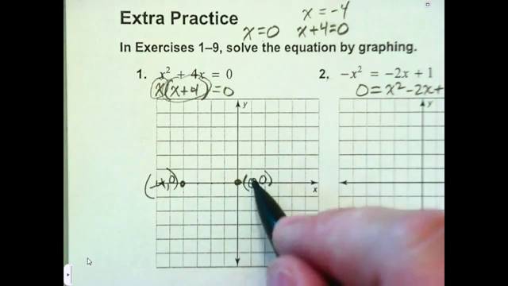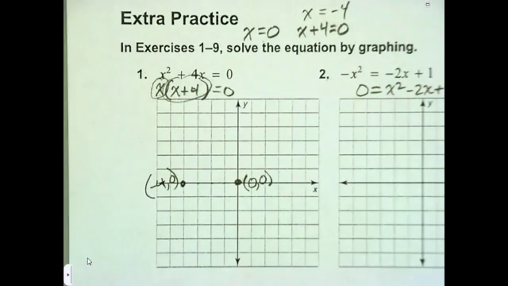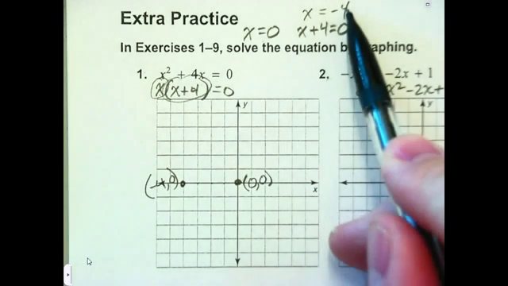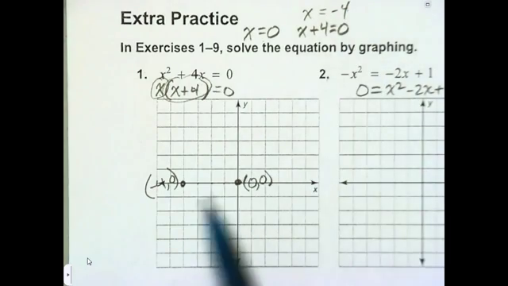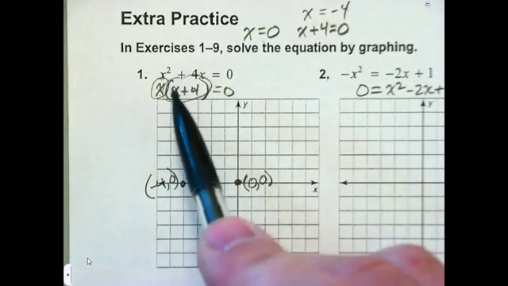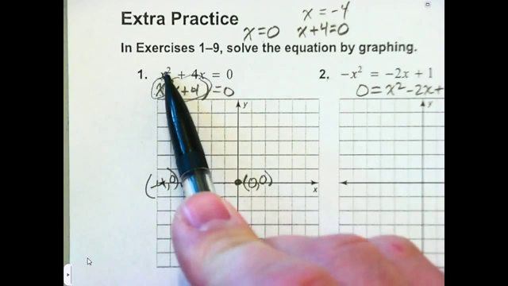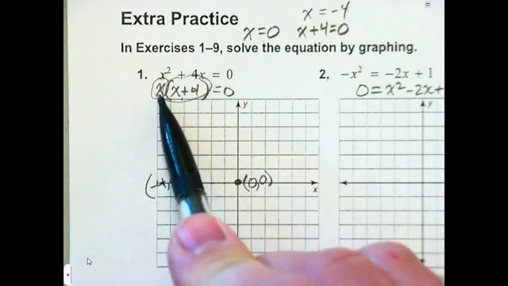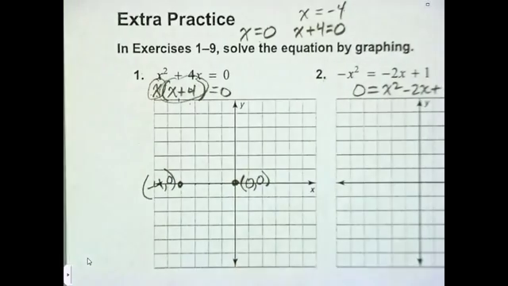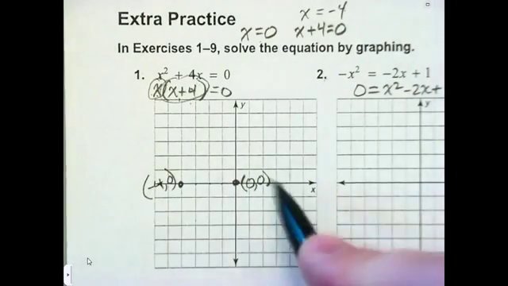Hi, Sarah. You're negative 4. X, so factoring. X times what is x squared? X times, okay. All right, so those are our x-intercepts.